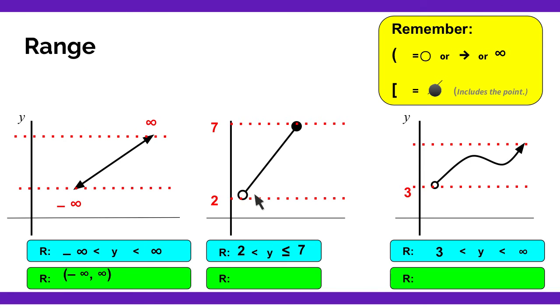For the second one, we've got an open dot, which means we'll start with a parentheses, but we end at a closed dot, which means we're going to end at a bracket. So that looks like this. And then for the last one, we go from an open dot to an arrow. So both of these are going to have parentheses. And that's what that one looks like.